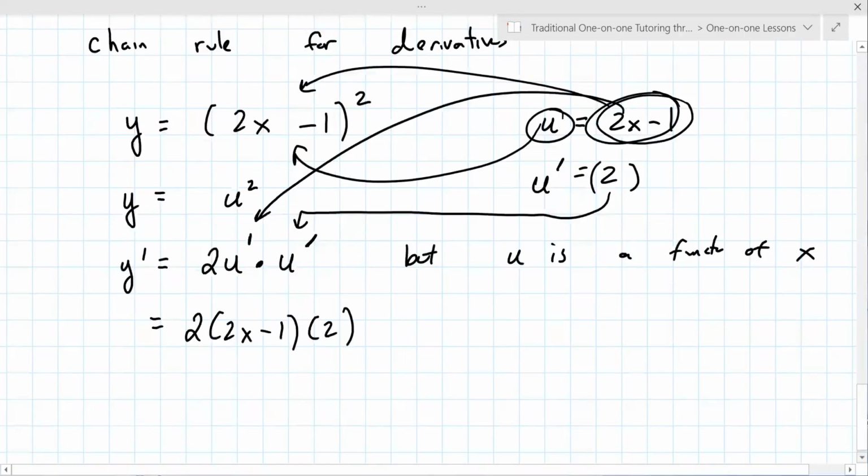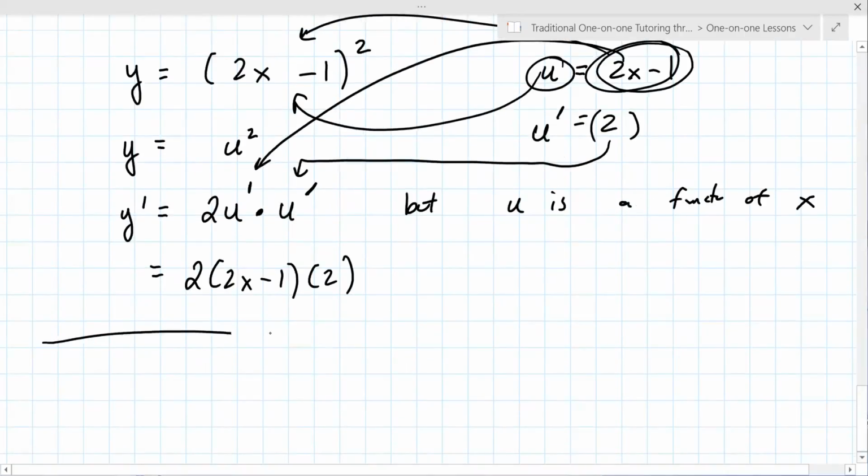Okay, so we're going to do another example here. We're definitely going to have to do a lot of these to get this down.